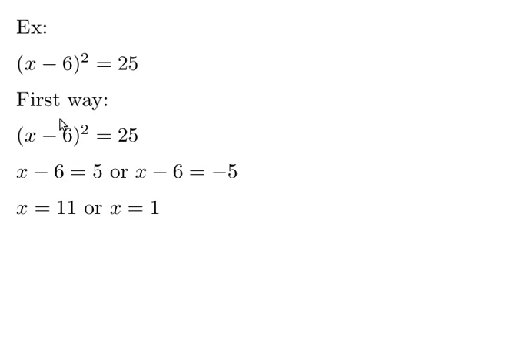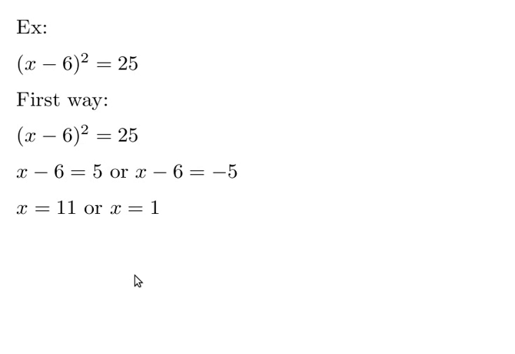I'm not going to type it out, but 11 minus 6 will give you 5. 5 squared will give you 25. And 1 minus 6 will give you negative 5. Negative 5 squared will give you 25. So this was the first way to do this, the first square root property.